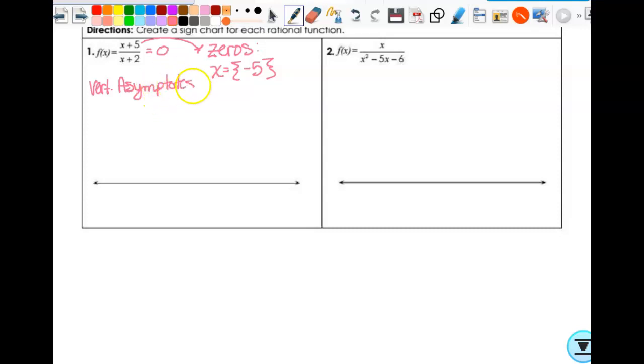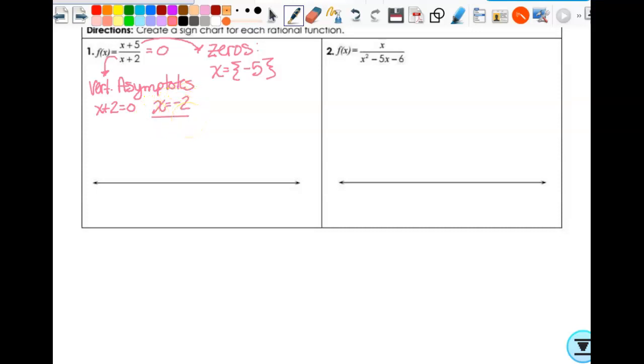I'll write it out this first time. Vertical asymptotes come from the zeros of the denominator. But I don't put them in little brackets because asymptotes are lines. So x plus 2 equals 0. This is what I do. You don't necessarily have to write it down, just making sure we know where this comes from. So my vertical asymptote is actually x equals -2.